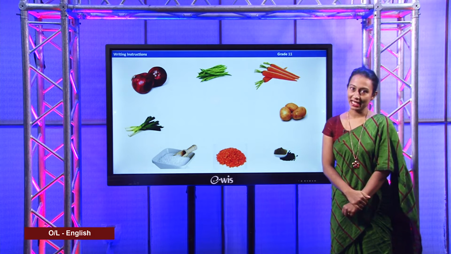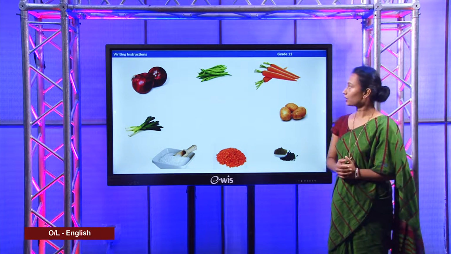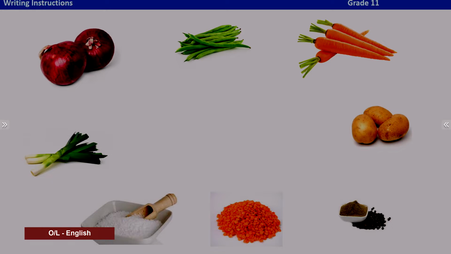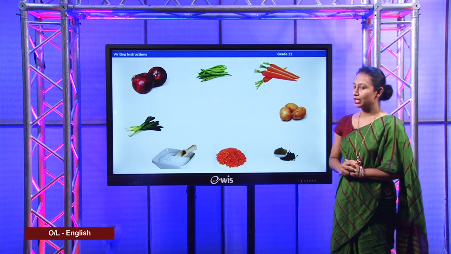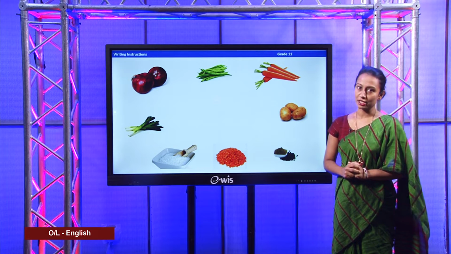Children, what can you see here? Yes, you can see some vegetables, onions, potatoes, some salt, dal and pepper. What can you make using these? Yes, you are correct. You can make a vegetable soup.